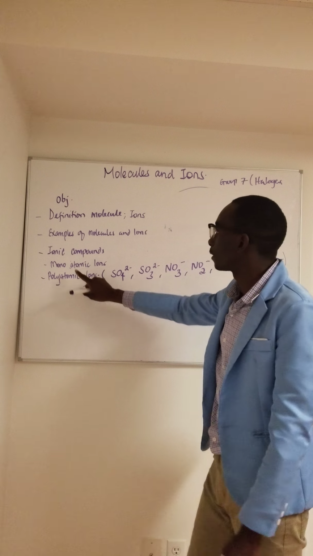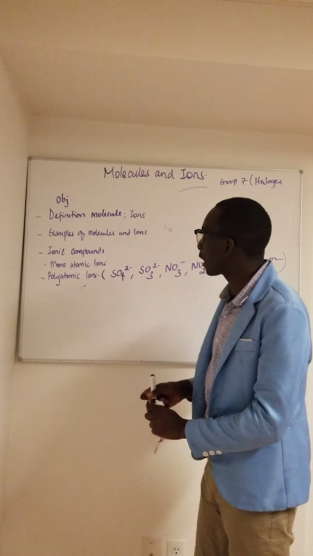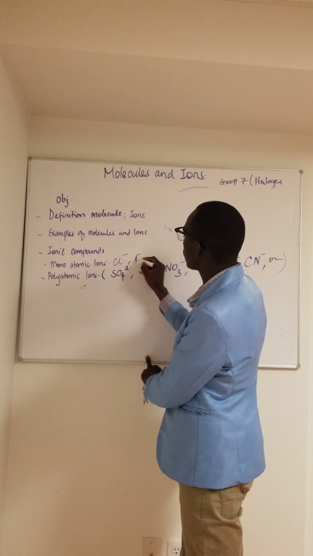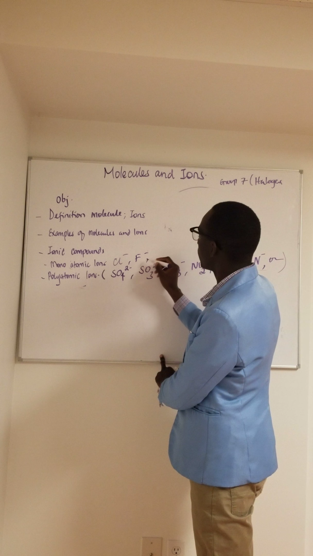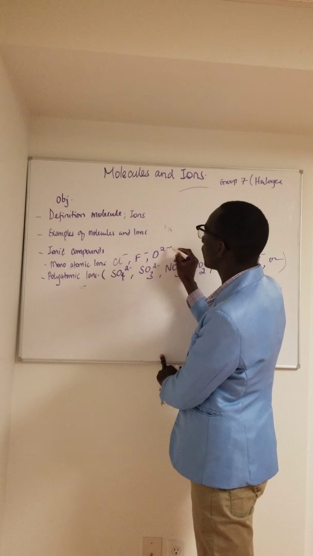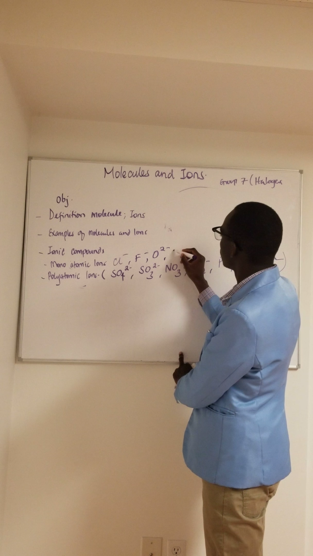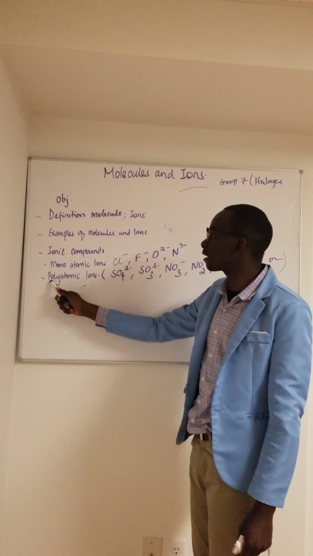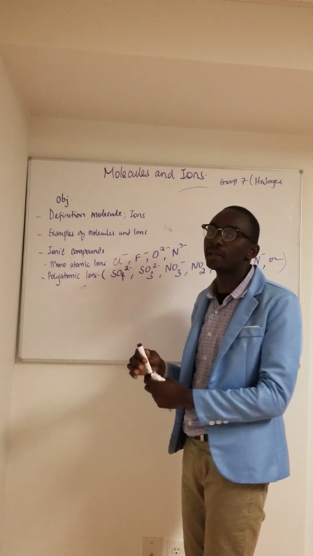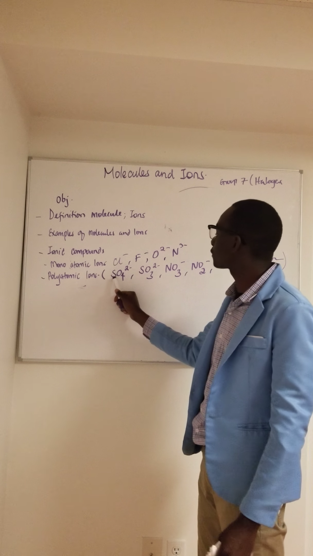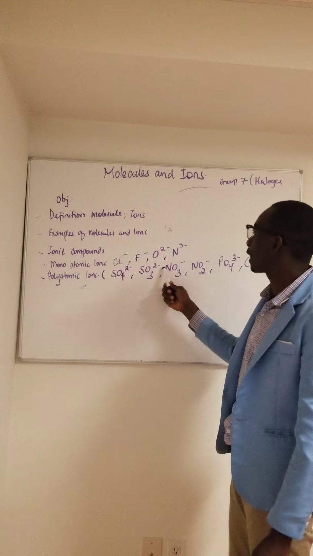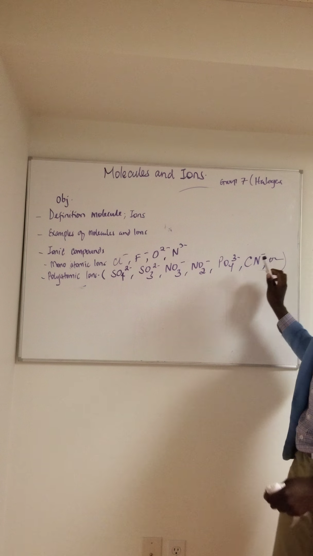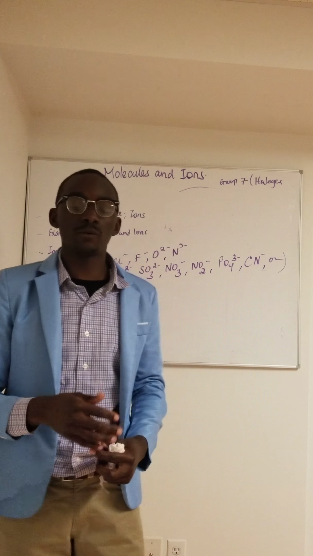Like we said, monoatomic ions have only one atom. So we can have Cl minus, F minus, oxygen 2 minus, nitrogen 3 minus, and so on. Whereas polyatomic ions consist of more than one element. So we have sulfur oxygen, nitrogen oxygen, phosphorus oxygen, carbon nitrogen, and so many others that we shall see.